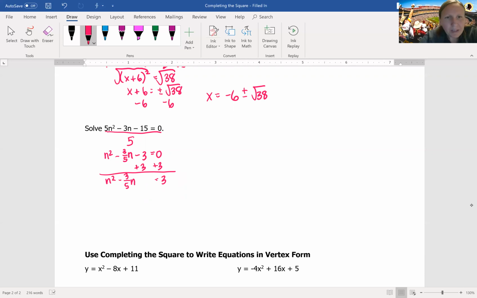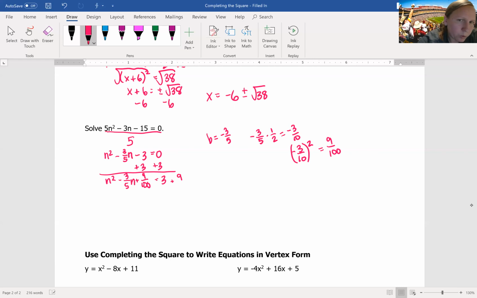Now, the b is negative 3/5. We said you take the b and divide it by 2. But in this case, since we have a fraction, it's going to be helpful to realize that dividing by 2 is really the same thing as multiplying by a half. We're taking half of that b. So we're going to do negative 3/5 times a half, which is negative 3/10. But now we need to take that and square it. So negative 3/10 squared is going to be 9 over 100. So that's the value that completes the square.